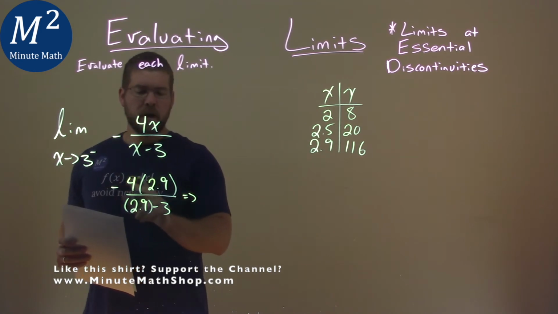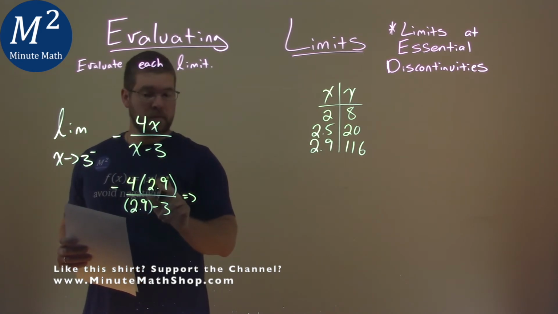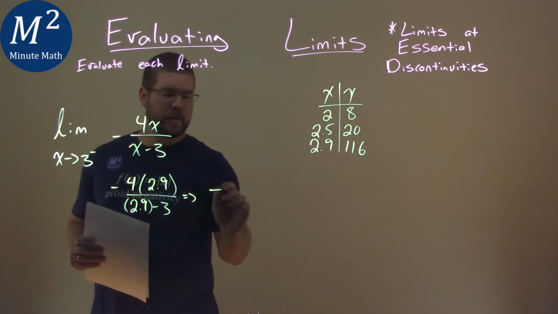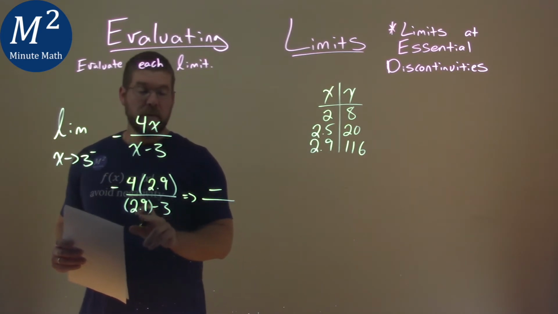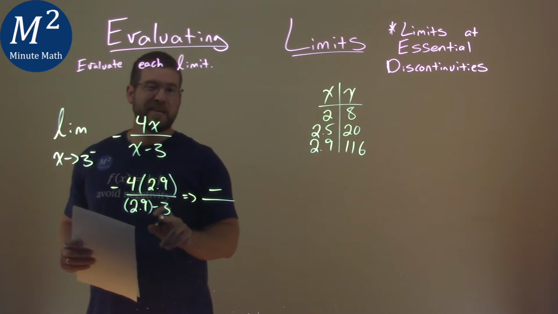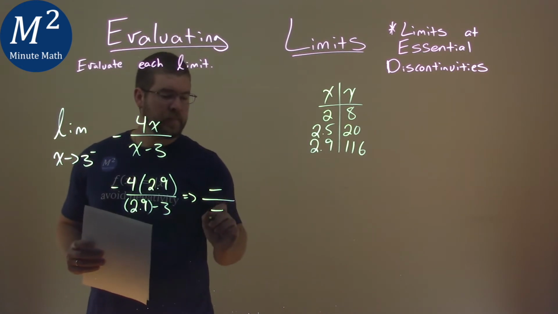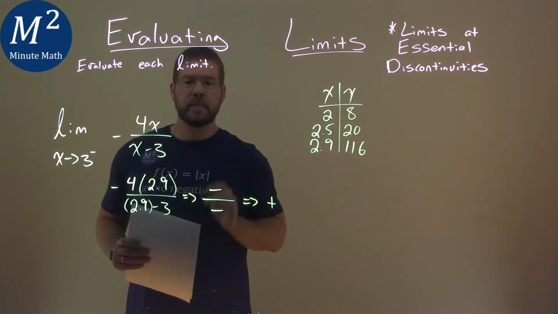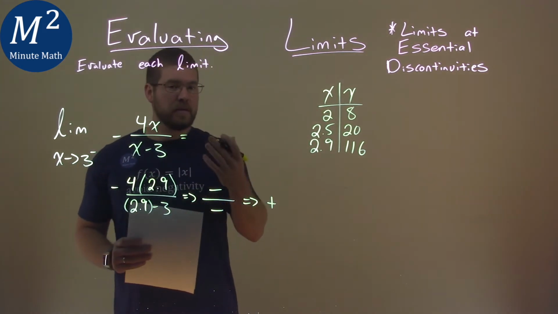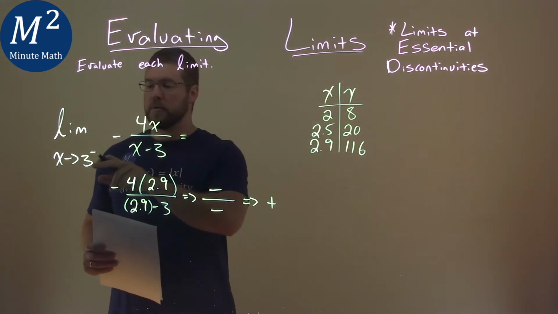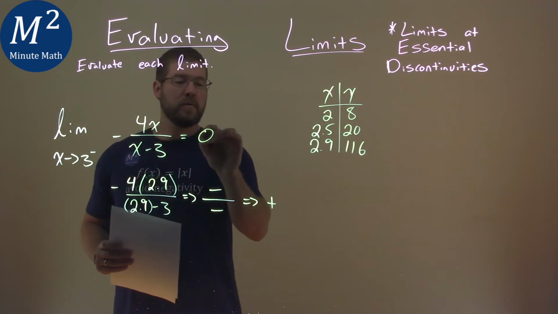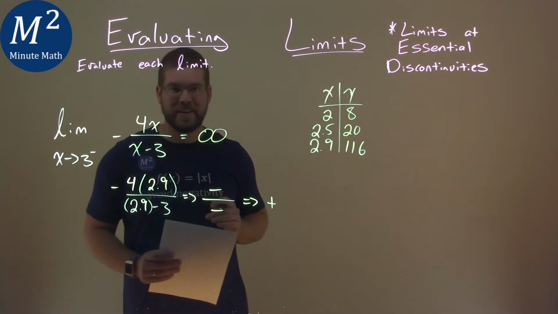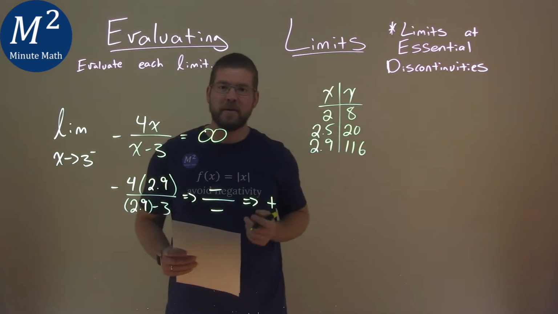The numerator, positive times a positive is a positive, and we have the negative up there, so the numerator is a negative here. The denominator, 2.9 minus 3, is a negative number. A negative divided by a negative is a positive. And so this limit approaches, right, as we approach 3 from the left, it goes to positive infinity, and that is our final answer.